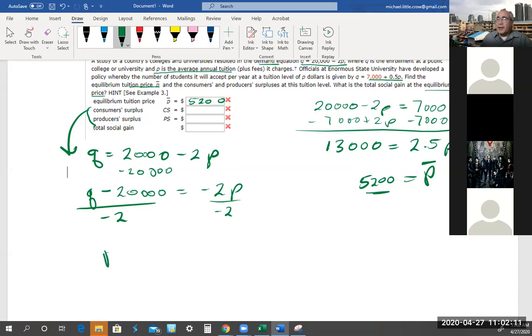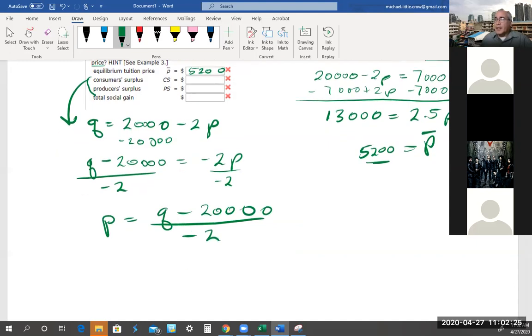So we end up with P is equal to Q minus 20,000 over -2. We've got P bar equals 5,200. And since this is consumer surplus, what we do, we graph these two. I think we'll find that the P is on top, this is on the bottom, and we find the area between those two curves.